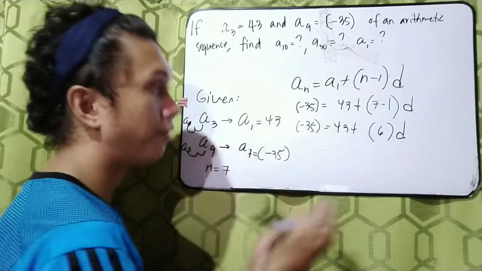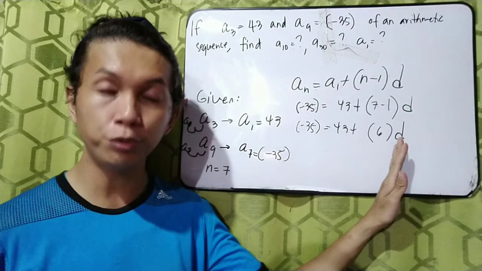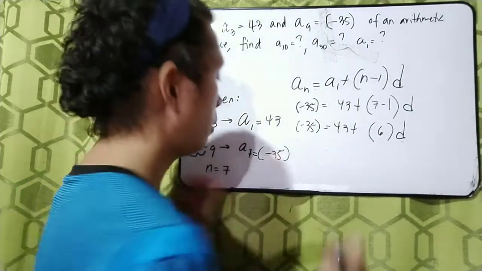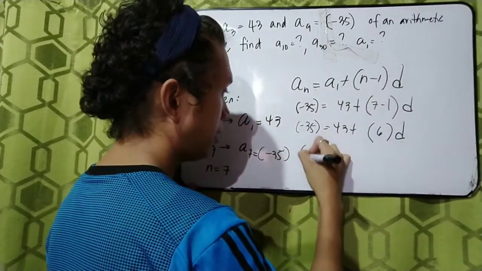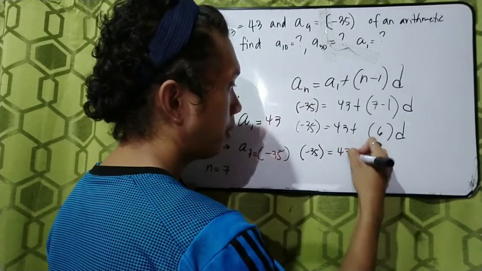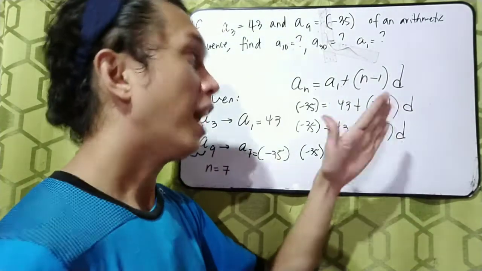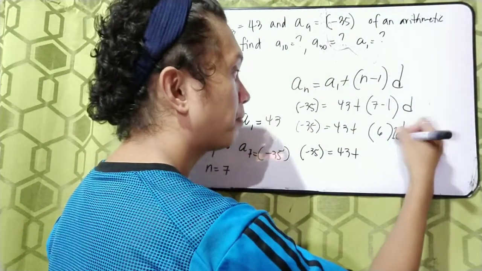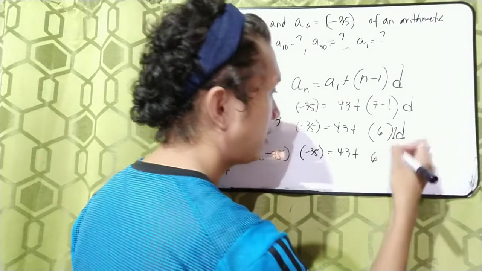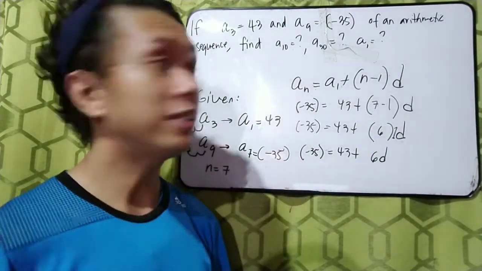Next, we have an operation that is addition and multiplication. So we do multiplication first, following the rule in the series of operations, or PEMDAS. So let's still copy negative 35 is equal to 43 plus 6 times d, since 6 doesn't have any variable and d has an invisible 1 beside it, right? So 6 times 1 is 6, then copy d. So 6d.